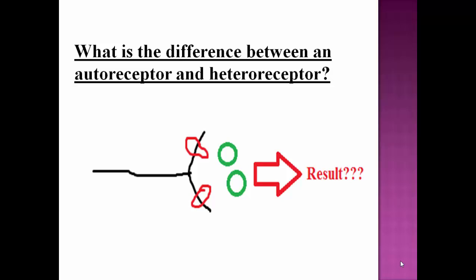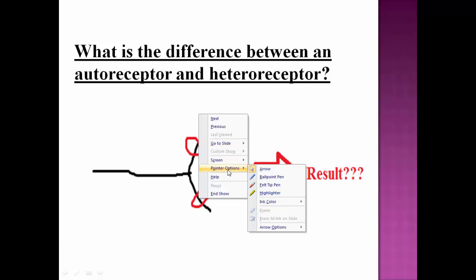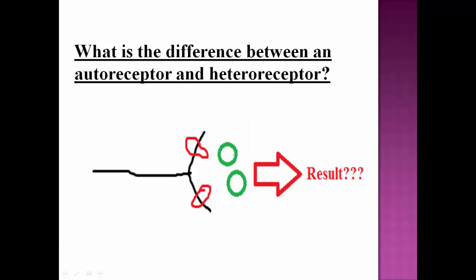Hey guys, so today we're going to talk about the difference between an autoreceptor and a heteroreceptor. Although these two terms seem similar, they're actually not the same. In both hetero and autoreceptors, we have a ligand acting on a presynaptic receptor. Let's say this is a presynaptic neuron, and the ligand is acting on this receptor to make an effect.